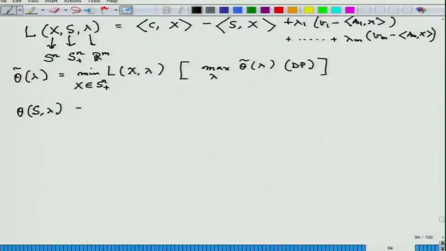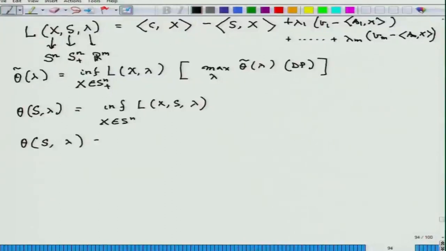I can also write this one as, not min, I should write inf, but it doesn't matter. If there is no point where the minimum is achieved, then of course that is the infimum. Here my infimum is not over S_n plus, but over S_n of L of x, S, lambda. Now, let me take the second formulation and try to see how I compute this.